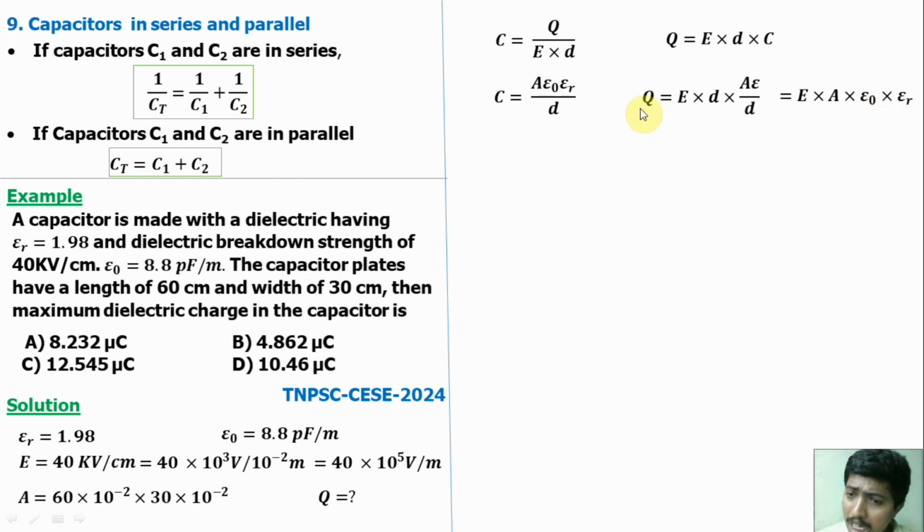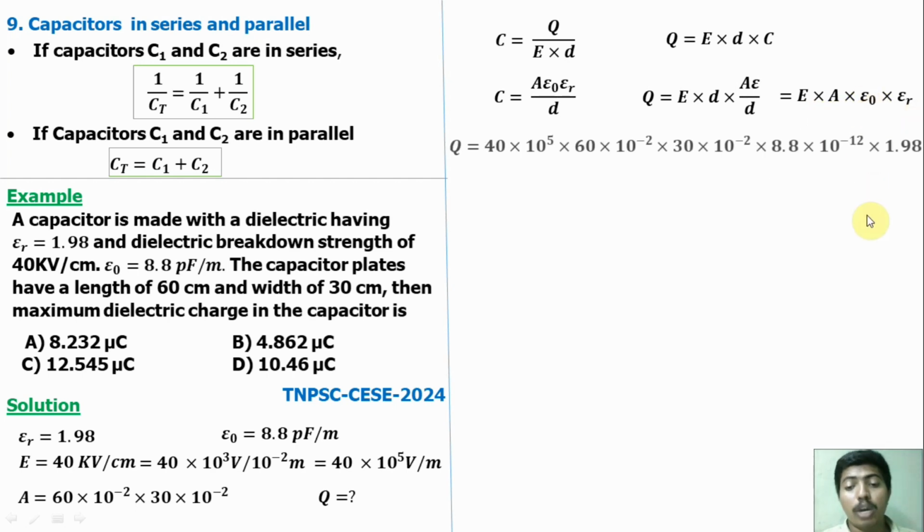Now for the calculation of Q, all the parameters are known. E value is known, area is known, epsilon R is known. Substitute all the parameters, we can get the Q value. Q is equal to 12.545 microcoulombs. Option C is correct.